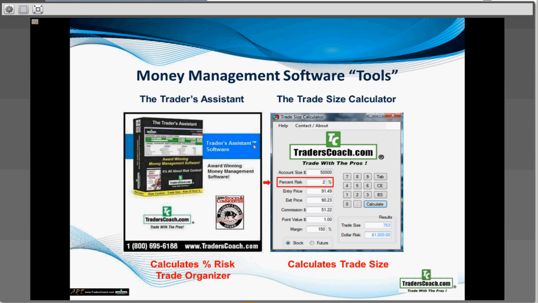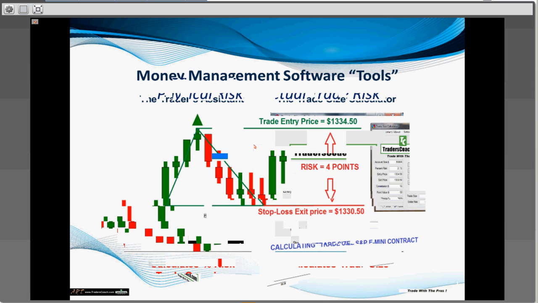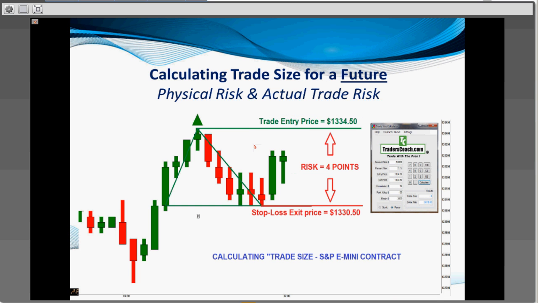Let me show you some examples. All right, so here's an entry on the trade size calculator. This happens to be the S&P E-mini contract. We put an account size of $50,000. We put a 2% risk in, an entry price, an exit price, and then we fill in the commissions. They can be estimated, and then you have to calibrate the calculator to the futures market.